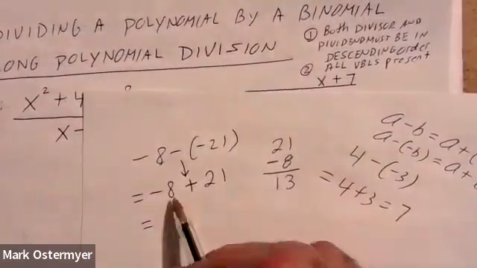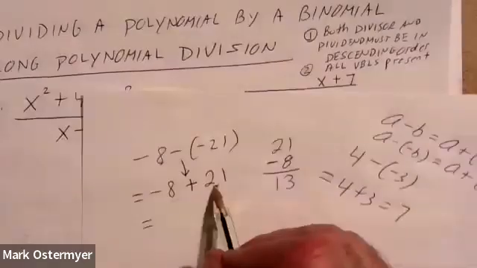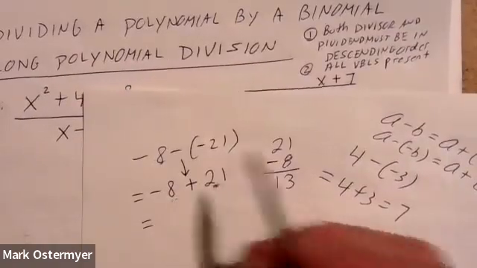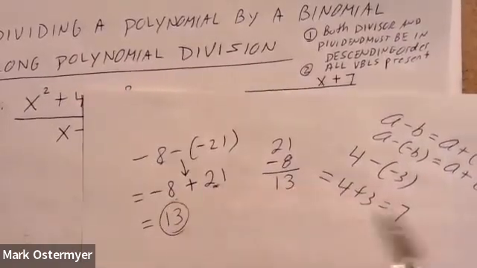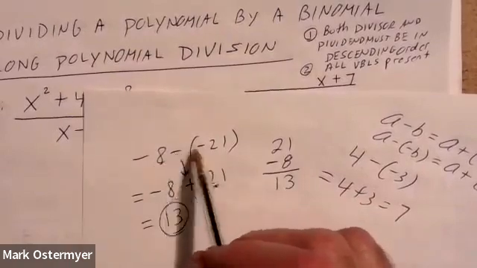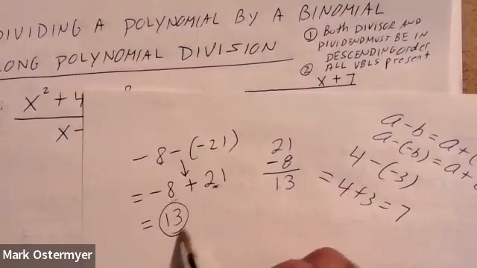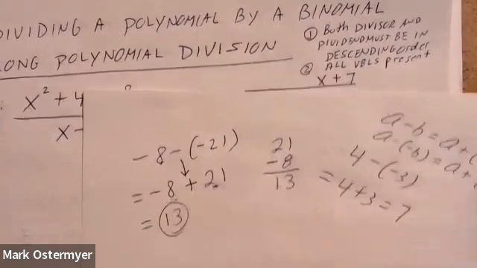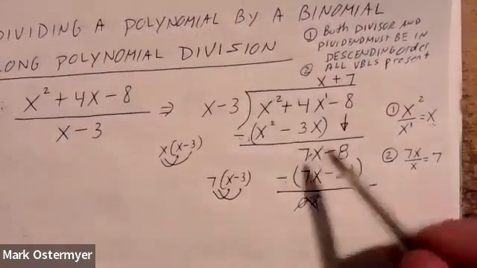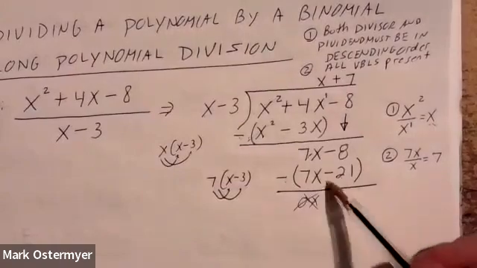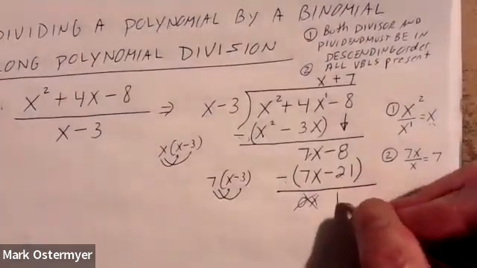Would it be positive or negative 13? Positive 13. This is the larger of the two numbers and it's positive. So this has to give you a positive 13. So as it turns out, negative 8 subtract a negative 21 is really negative 8 plus 21, which really nets us a positive 13. Back to the problem. Therefore, a negative 8 subtract a negative 21 is really a positive 13.